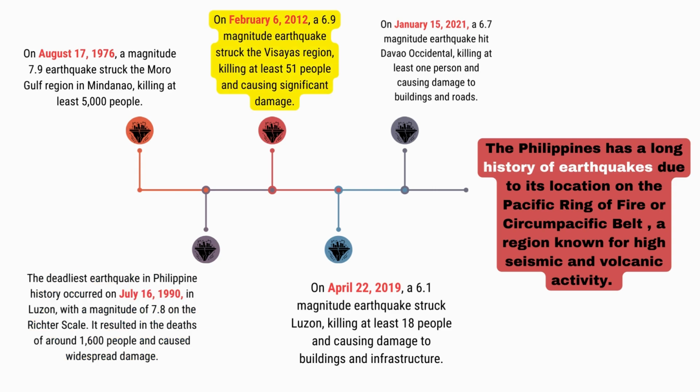On February 6, 2012, a 6.9 magnitude earthquake struck the Visayas region, killing at least 51 people and causing significant damage. On April 22, 2019, a 6.1 magnitude earthquake struck Luzon, killing at least 18 people and causing damage to buildings and infrastructure. On January 15, 2021, a 6.7 magnitude earthquake hit Davao Occidental, killing at least one person and causing damage to buildings and roads.